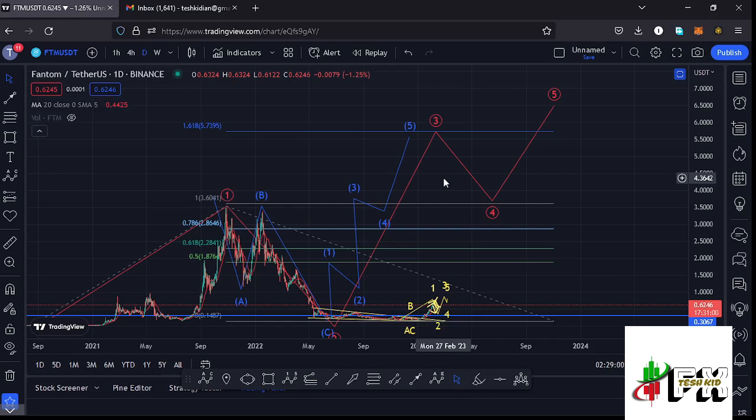And also expect a 5-wave structure in formation because of the impulsive nature that we expect in the formation of that wave 3. So that is what I'm expecting on the short term and also on the long term scenarios, and let's be patient and I'll be keeping you updated.